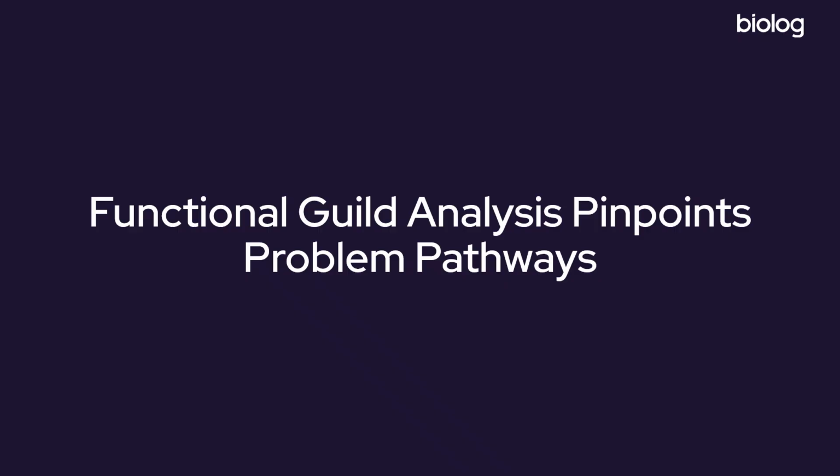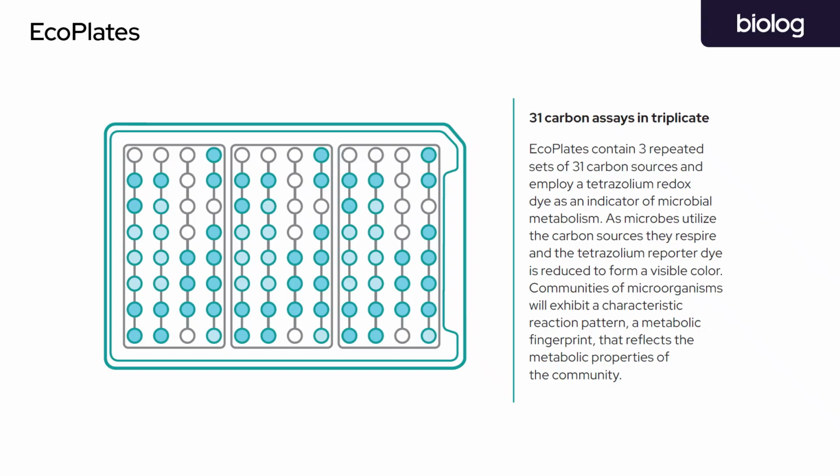Moving on to our next and newest community analysis tool, functional guild analysis, which can be instrumental in identifying problem pathways within your community. Ecoplates containing 31 carbon substrates are a powerful tool that are widely recognized within the field with hundreds of publications that are great for carbon source preference screening for microbial isolates in communities. Ecoplates are a great screening platform for carbon source utilization as they're able to accept a wide range of sample types such as pond water, soil suspensions, purified microbes, and many, many more.